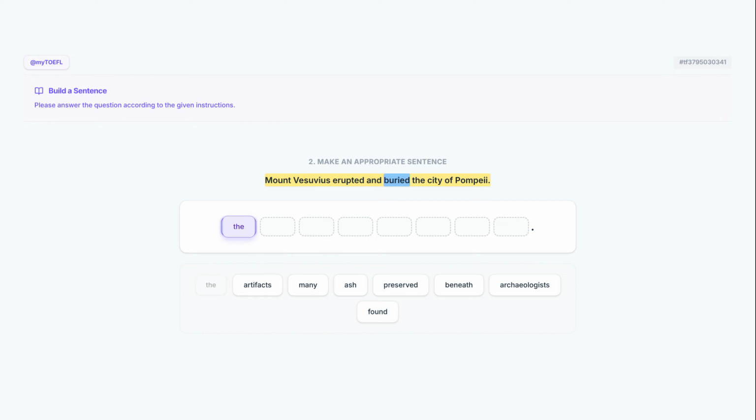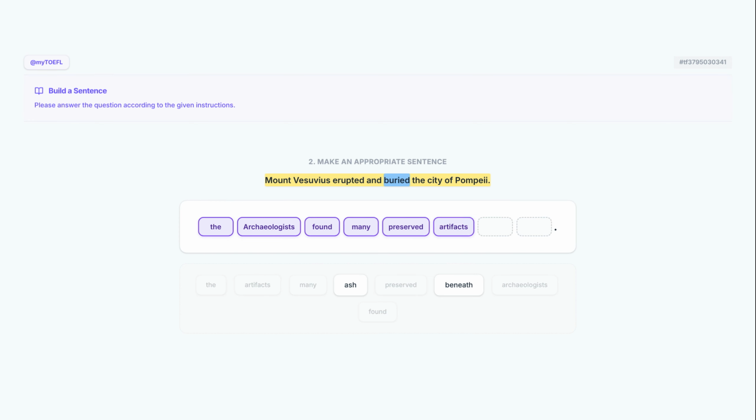First, we place the subject archaeologists. Then, we add the past tense verb found. Next, we place the quantifier many. After that, we add the adjective preserved. Then, we place the noun artifacts. Next, we add the preposition beneath. Then, we place the article the. Finally, we add the noun ash.